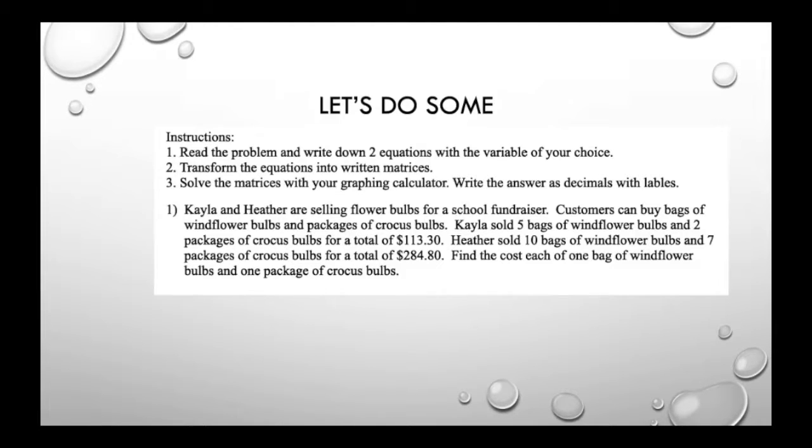What variables will we use? Windflower and crocus. W and C. All right, so we're going to have a formula for Kayla and a formula for Heather. So the first one we'll do, I like to write who we're working with. We're going to do Kayla's. Kayla sold 5 bags of wind flower bulbs and 2 packages of crocus bulbs for $113.30. So what equation is that? 5W plus 2C equals 113.30.